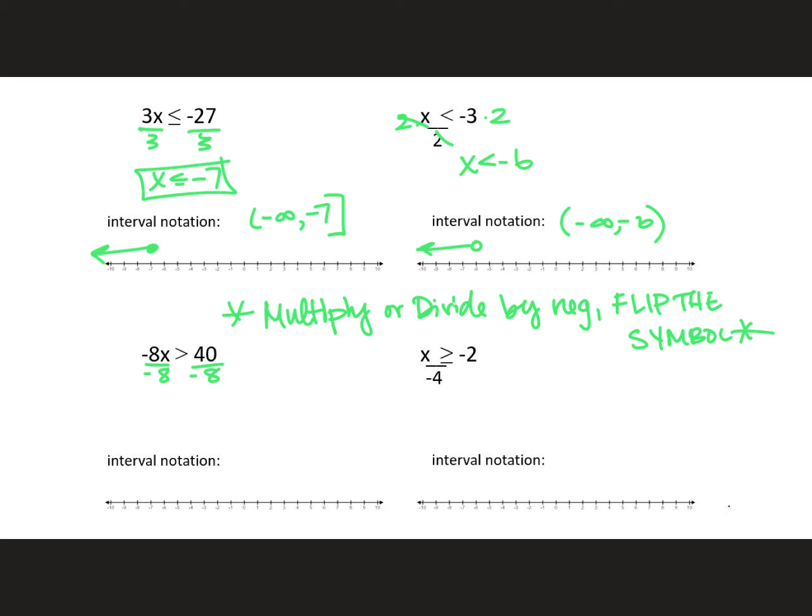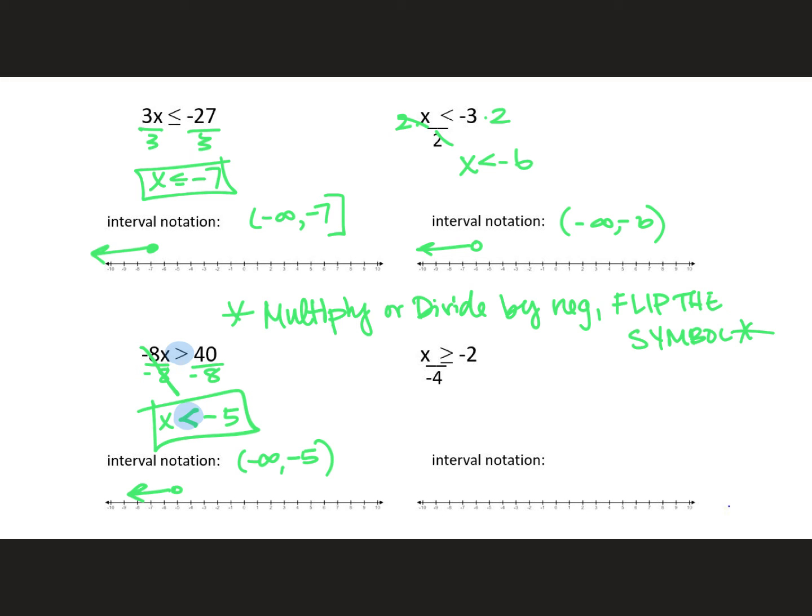So here when I divide by -8, I would get x is less than -5. Notice the symbol switched. So that's the solution then for the inequality. When I graph this, it would be an open circle at -5, and then x would point to the left, and the interval notation would be negative infinity to -5 with a parentheses.